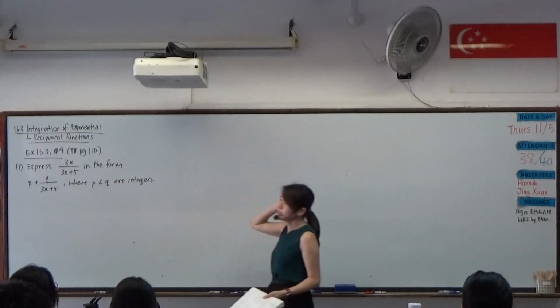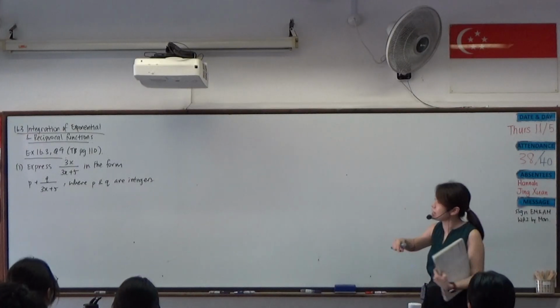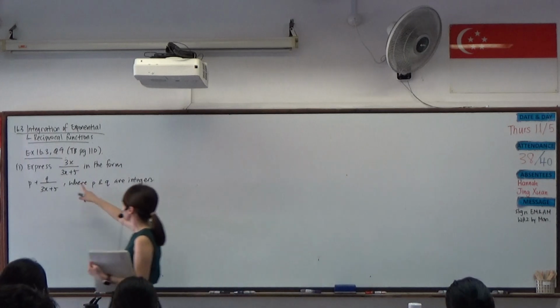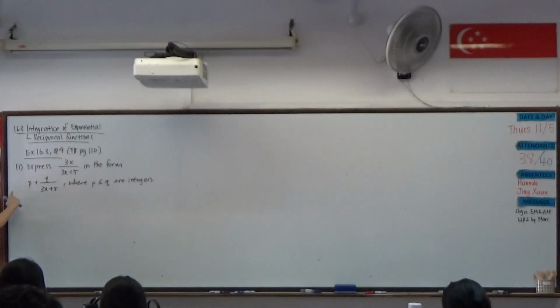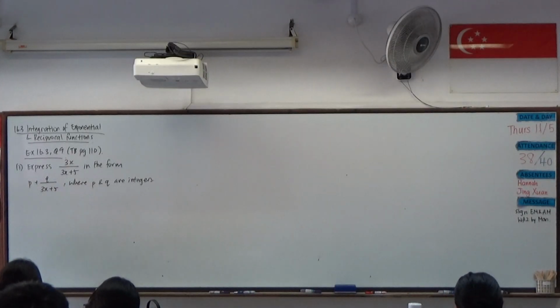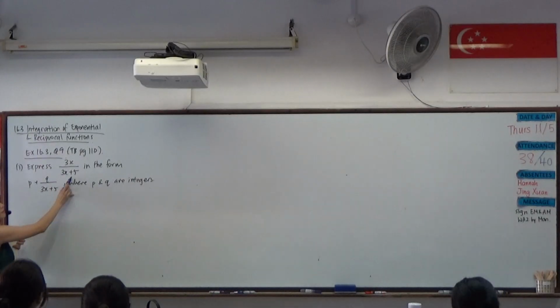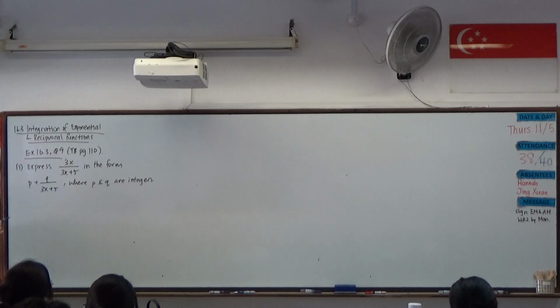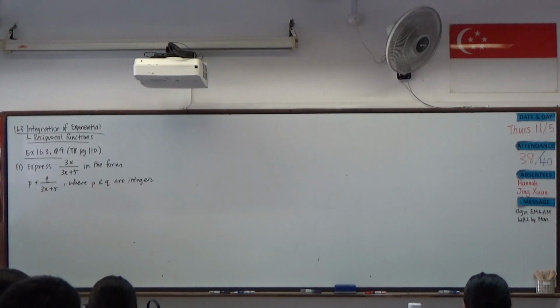Okay, so this question says that we want to express 3x over 3x plus 5 into this particular form. I hope nobody is having the idea of cancelling out 3x because we cannot do that. We have this plus 5 over here, right? So how to achieve this form and what does the question actually mean? It means that we're trying to break it up into partial fractions, okay?